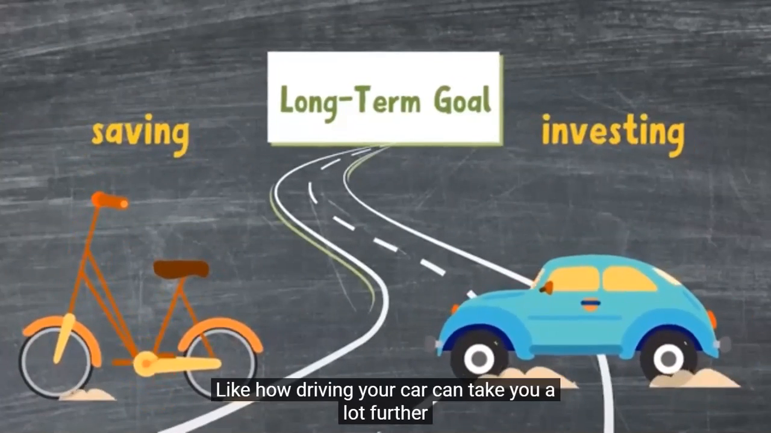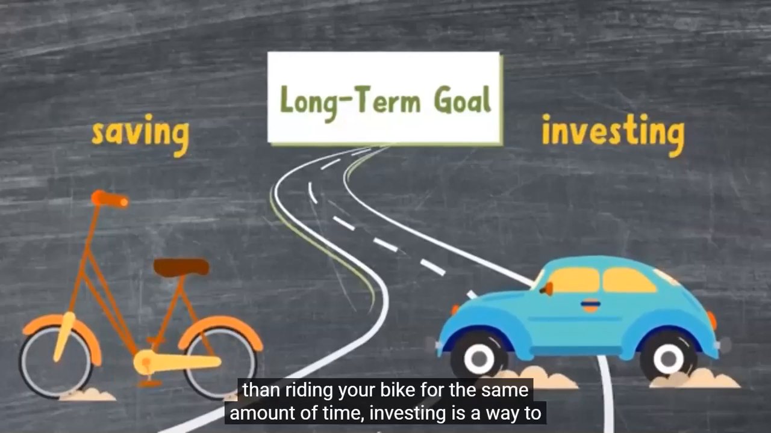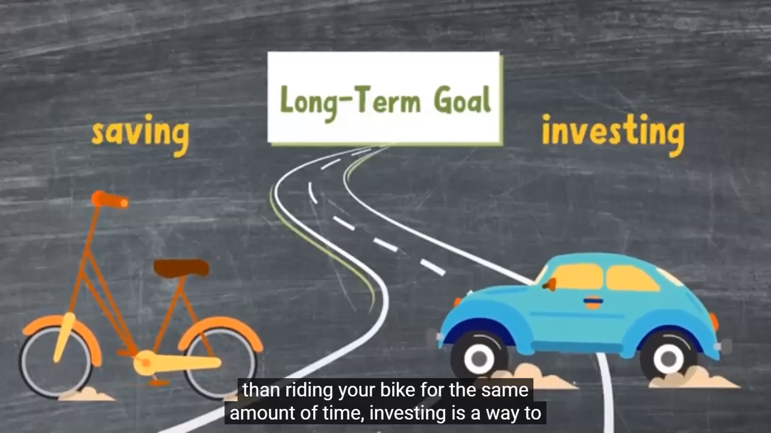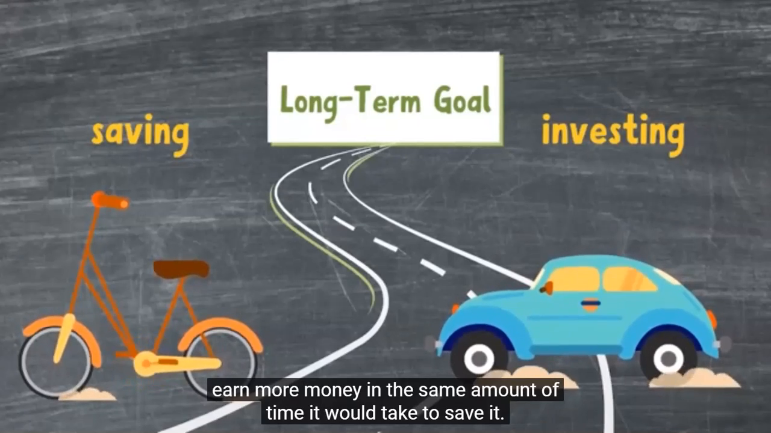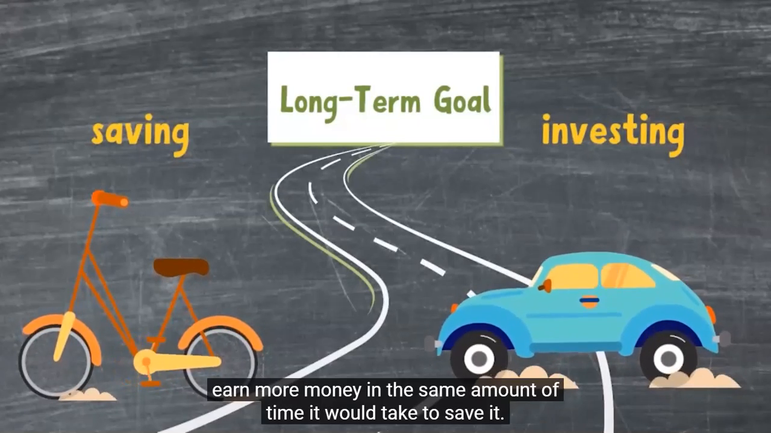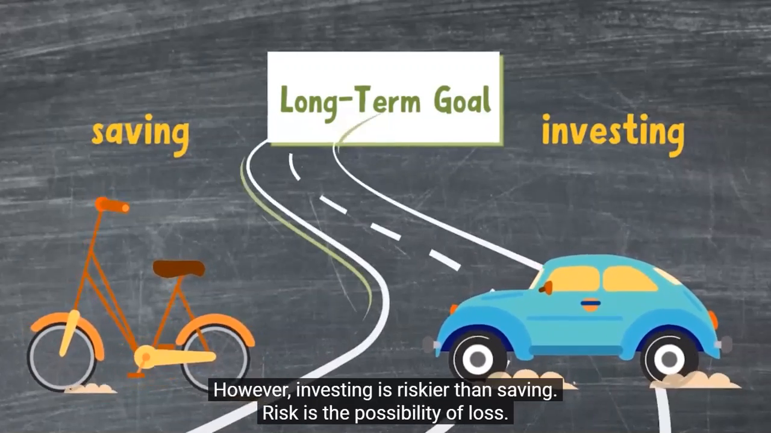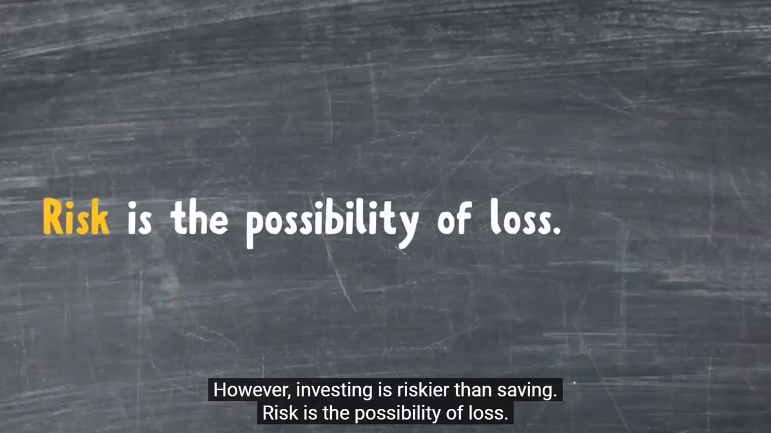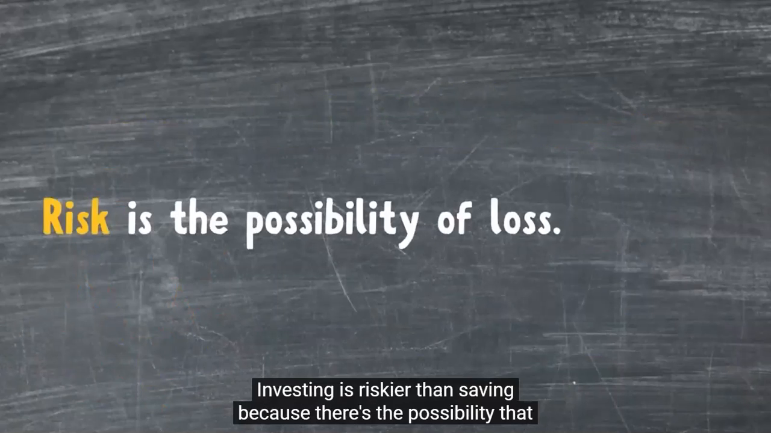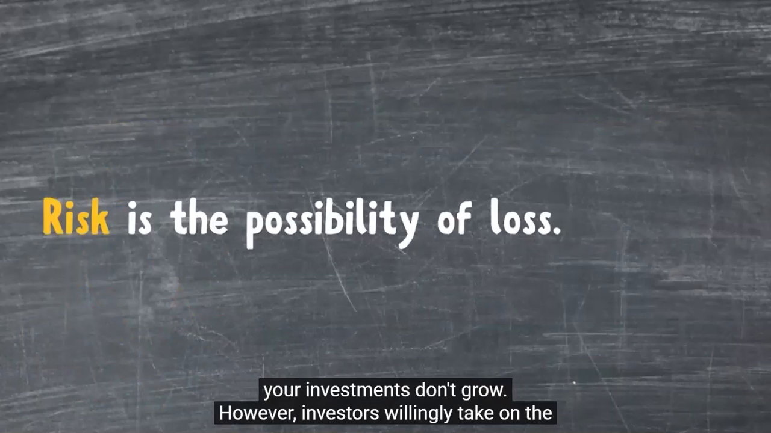Driving your car can take you a lot further than riding your bike for the same amount of time. Investing is a way to earn more money in the same amount of time it would take to save it. However, investing is riskier than saving. Risk is the possibility of loss. Investing is riskier than saving because there's the possibility that your investments don't grow.